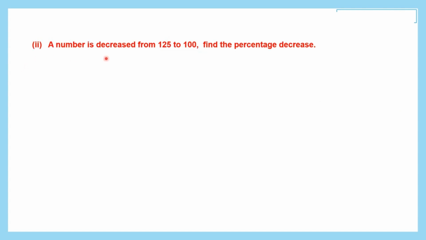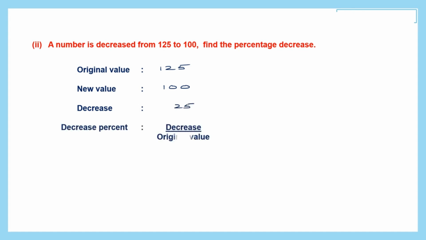Question 2. A number is decreased from 125 to 100. It's come down now. So we have to find the percentage decrease. So we start by writing the original value. The original value is 125. Then there is a new value, that is it's now become 100. That means there has been a decrease and the decrease is 125 minus 100, which is 25.